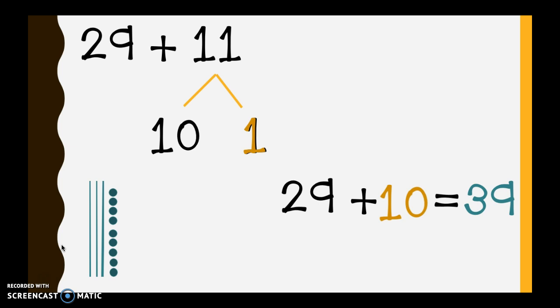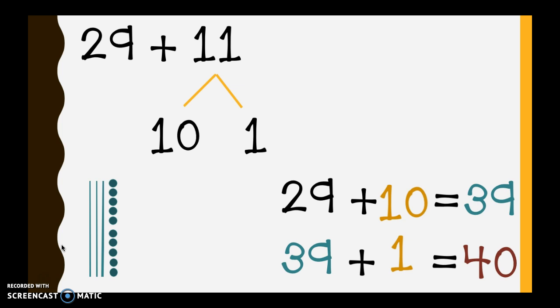Am I done adding yet, friends? No way, Jose. I still need to add the other part of 11. Can you put your finger on the other part of 11 that we need to add? You're right. I need to say 39 plus that 1, because there was ones in 11. So 39 plus 1. And since I already have a quick picture started, I could even add in that 1 more. And then I can clearly see that I have 40 in total. So that means 29 plus 11 equals 40.